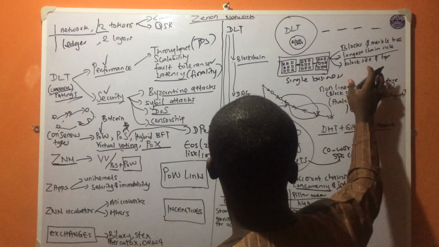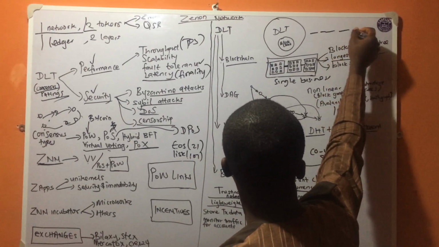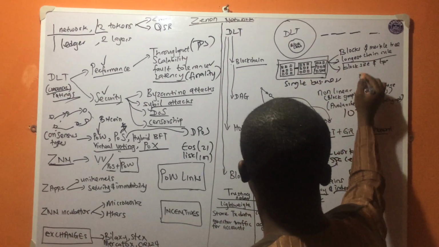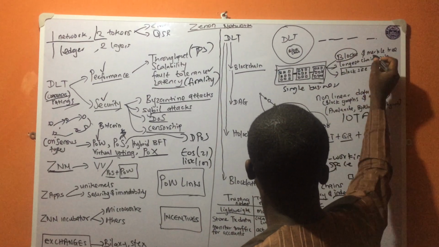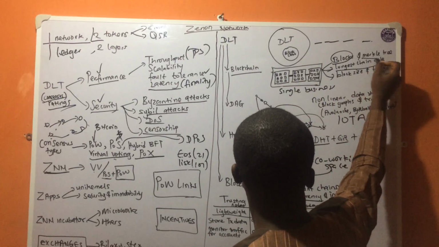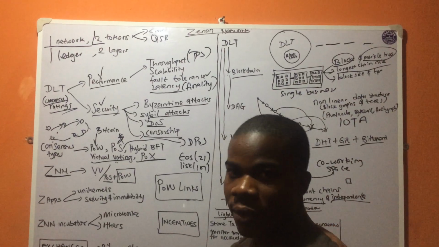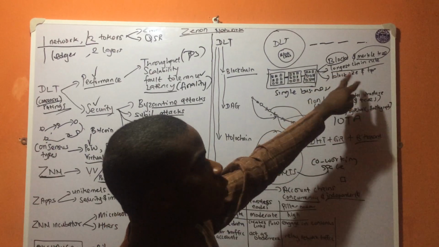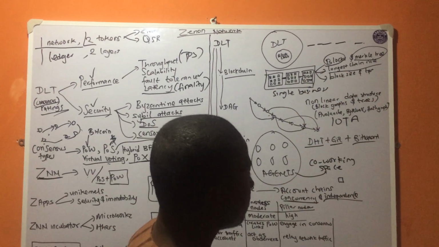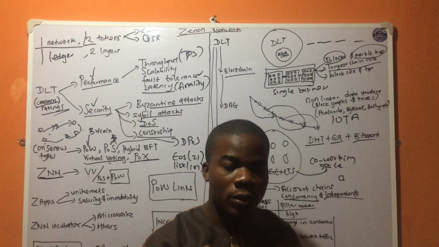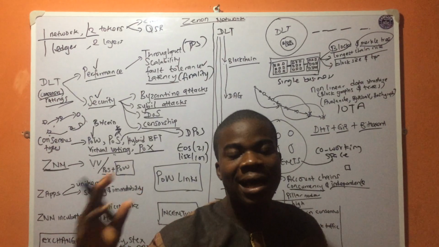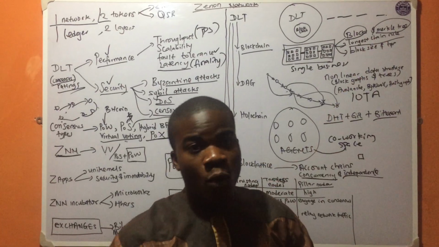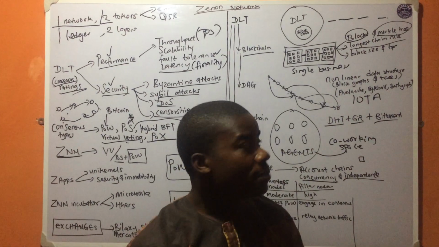It uses a linear data structure, and it has what we call blocks. These blocks are linked together using hashes, and there is also the Merkle tree, which I will not discuss here. It uses what we call the longest chain principle, where the miner that is able to produce the largest block, the longest chain, will be the one that is accepted.